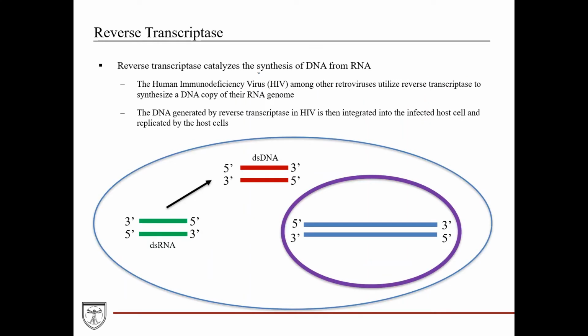All right, so reverse transcriptase. This is an enzyme that catalyzes the synthesis of DNA from RNA. And this is an enzyme that's not found in humans. It's typically found in viruses, most notably the human immunodeficiency virus, or HIV, among other retroviruses. And they utilize this reverse transcriptase to synthesize a DNA copy of their RNA genome.